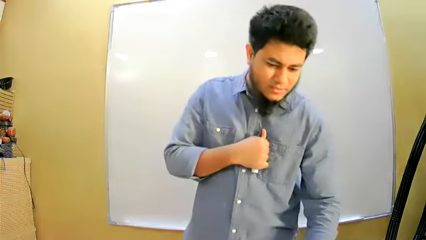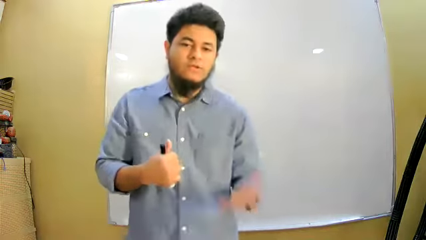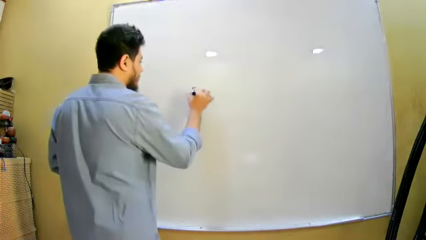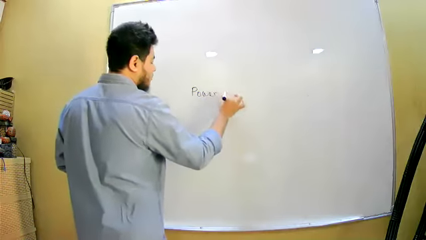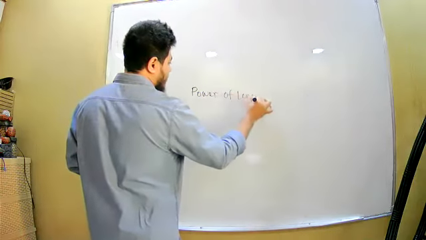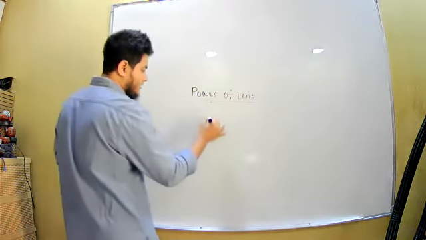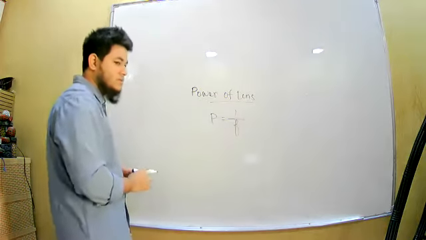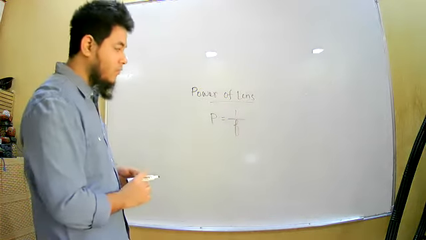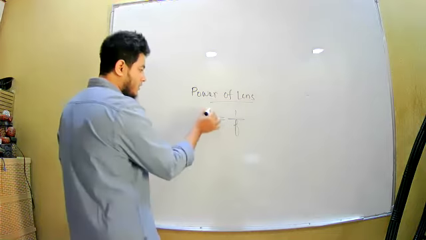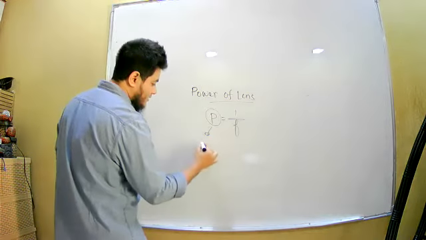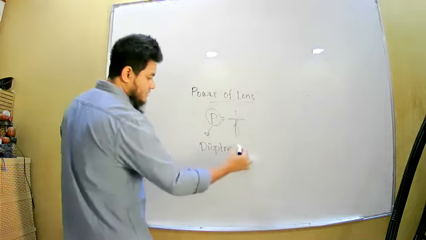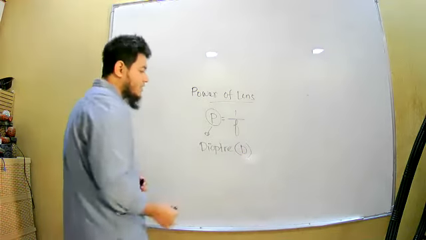Now the next topic that we are going to study is power of lens. This is very easy to calculate, and that will be the last topic of today. Power of a lens is expressed by P, and it is the reciprocal of the focal length. So the unit of power is diopter, and it is written in short as capital D.